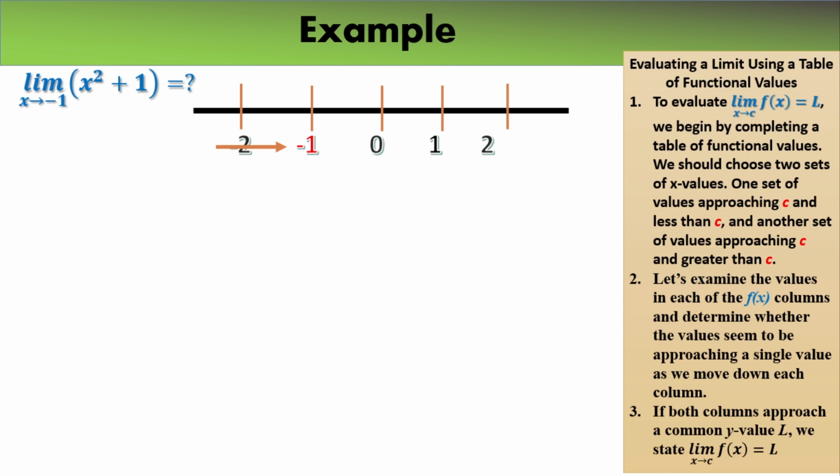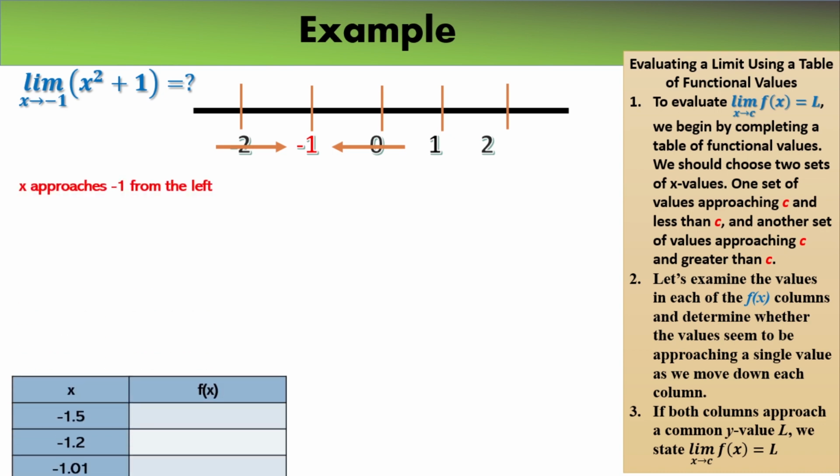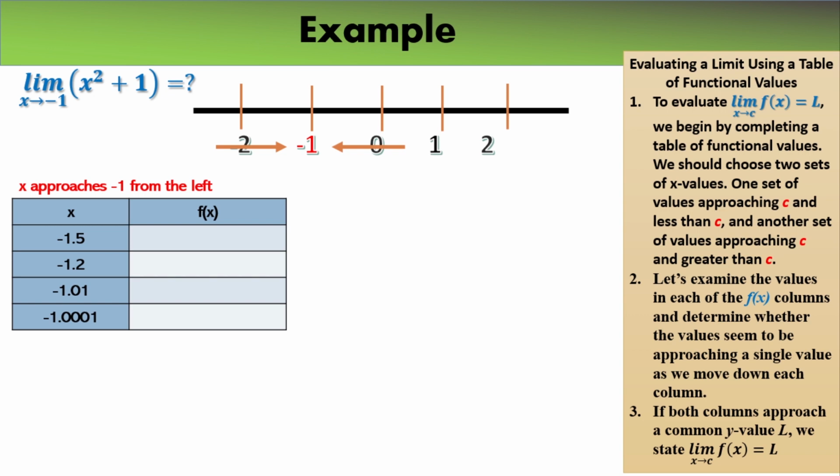So magpro-provide tayo ng mga values coming from the left of negative 1 such that these values ay papalapit sa ating constant which is negative 1. Sa right side naman, magpro-provide ulit tayo ng mga values ng x such that ang mga values na to ay papalapit kay negative 1. So, construct na tayo ng table of values. As x approaches negative 1 from the left, ito yung mga values na napili natin. Start tayo sa negative 1.5 papuntang negative 1.0001.